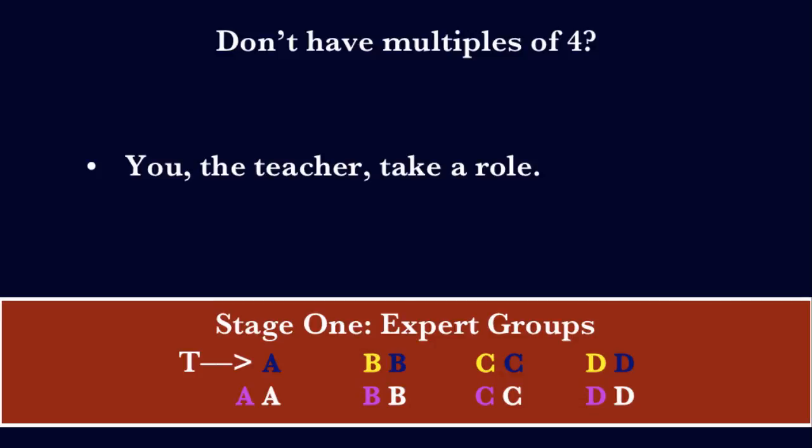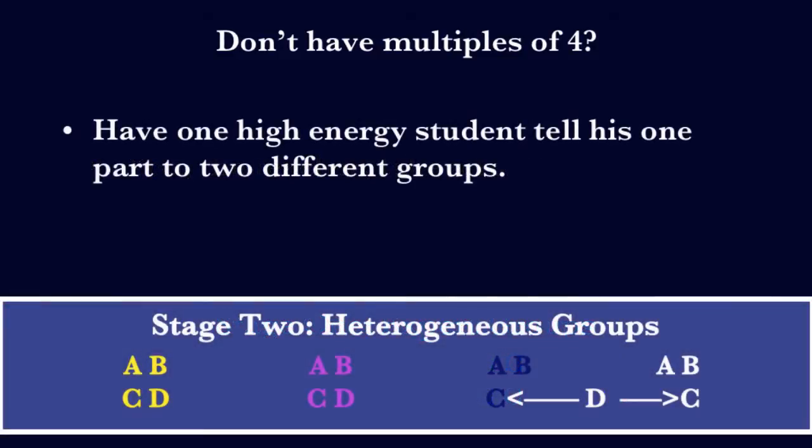Let's talk about some different ways to handle uneven numbers. Another strategy is to have one, let's call him or her, high energy student, tell his or her part to 2 different groups. Just as this student has finished telling his part and you see him start to tip his chair back in a potentially dangerous way, you swoop in and remind him that he's needed in the other group.